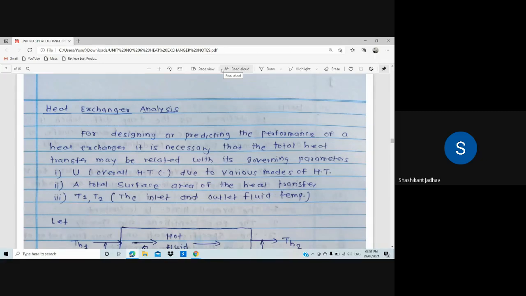Then write down third, T1 and T2, the inlet and outlet fluid temperature.